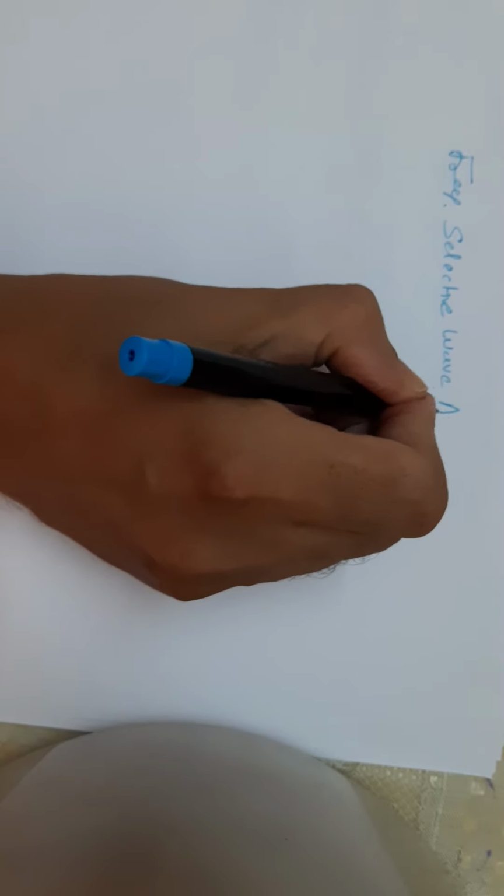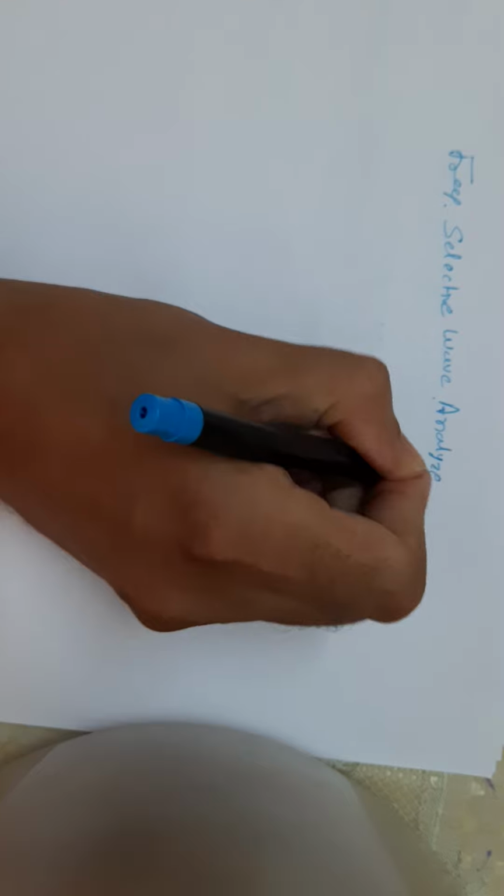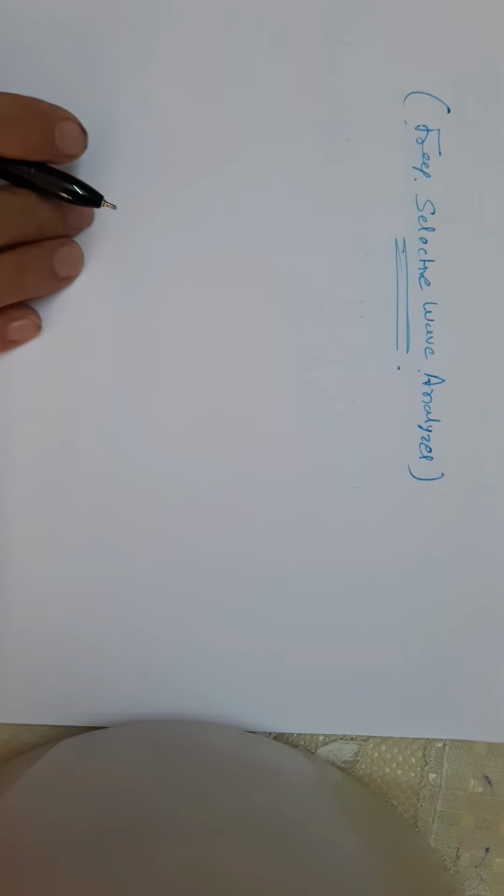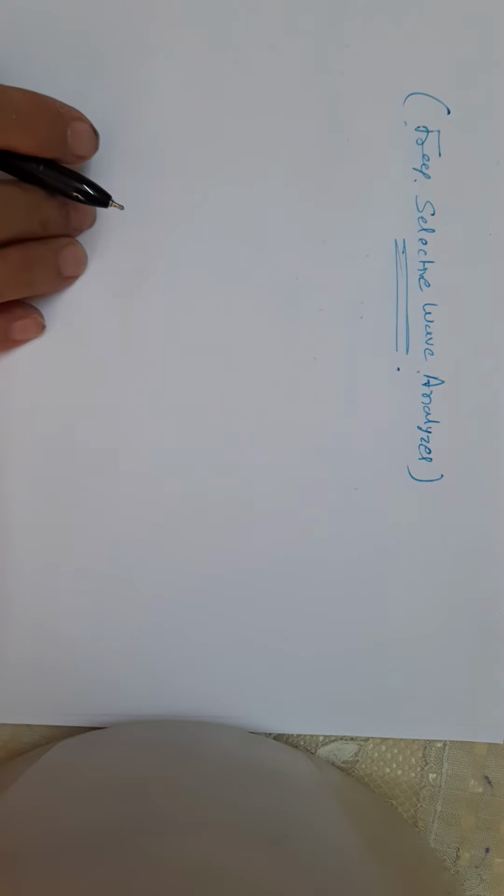wave analyzer. We are discussing the frequency selective wave analyzer. The wave analyzer consists of a very narrow passband filter section which can be tuned to a particular frequency within the audio frequency range, that means 20 Hz to 20 kHz.